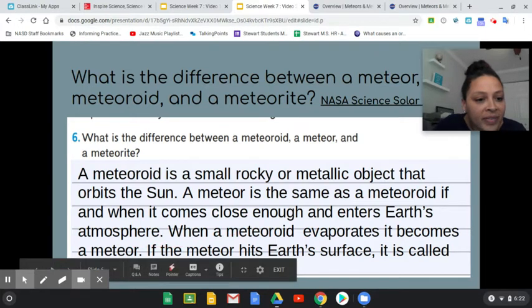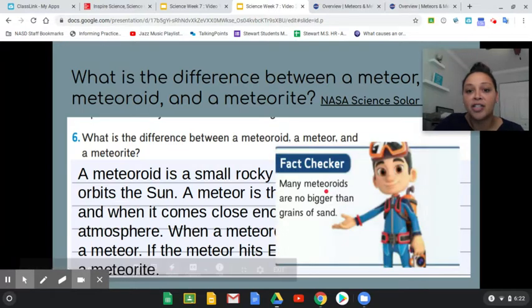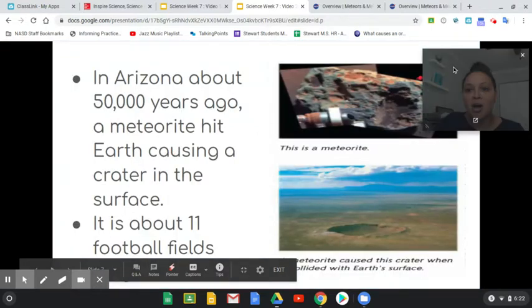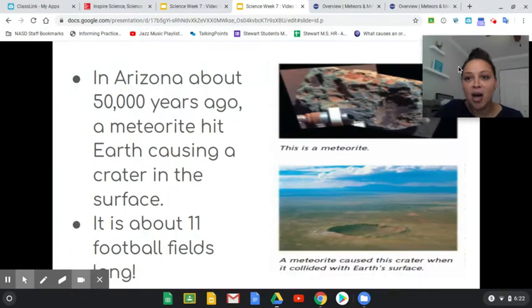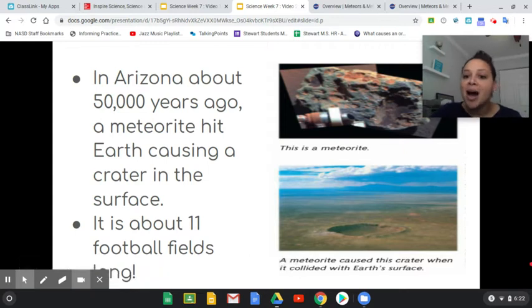Okay? And so, just a fun fact, many meteoroids are no bigger than a grain of sand. So if you can, picture that, it's very small, very tiny. They can be very tiny. All right. And so I explained how it's very rare that it will become a meteorite, meaning it will come into contact.